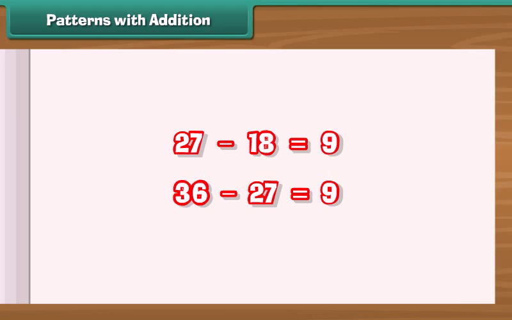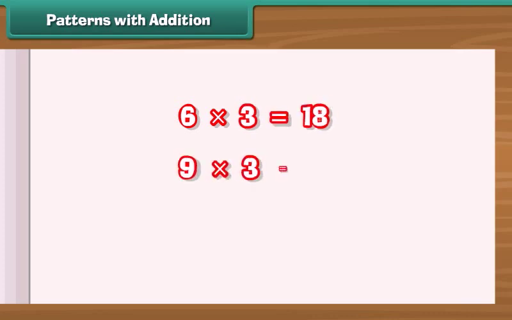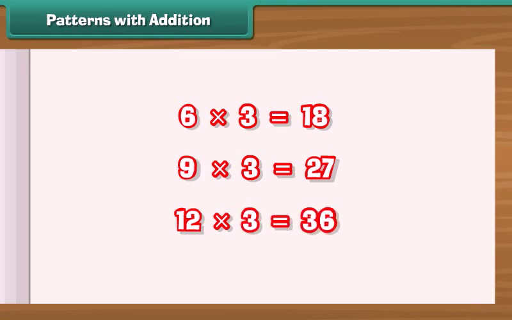There is another interesting fact. Each sum is thrice the middle term. 6 into 3 is equal to 18. 9 into 3 is equal to 27. 12 into 3 is equal to 36.